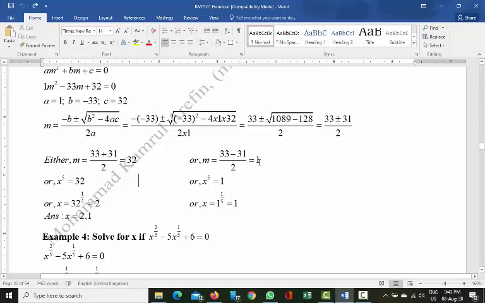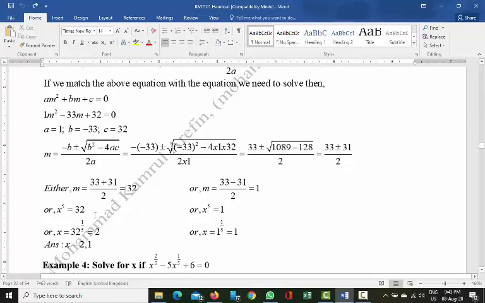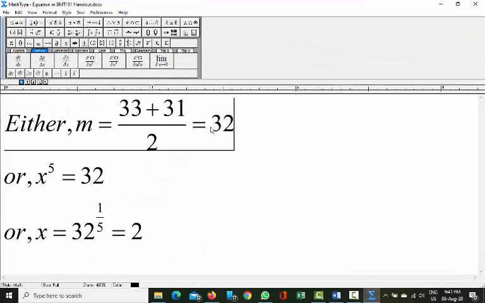But we don't want to get the value of m. We want to get the value of x. We have assumed that m is equal to x to the power 5. So the first value of m is 32. That means x to the power 5 is equal to 32.